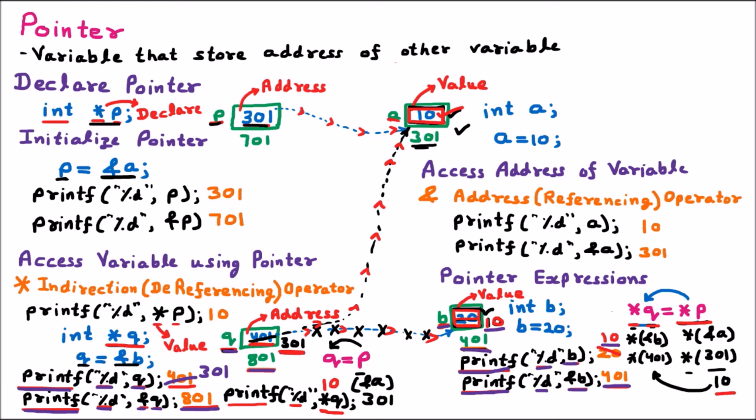So here we have discussed how to declare a pointer, how to initialize a pointer, how to access a variable using a pointer, how to access the address of a variable, and what the pointer expressions are. So that is all about the pointer.